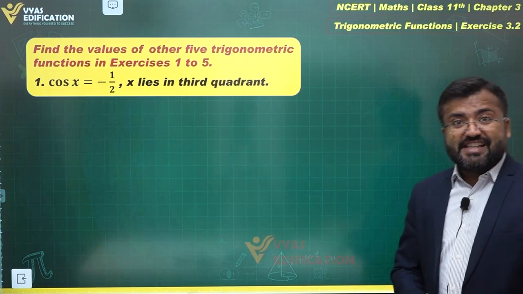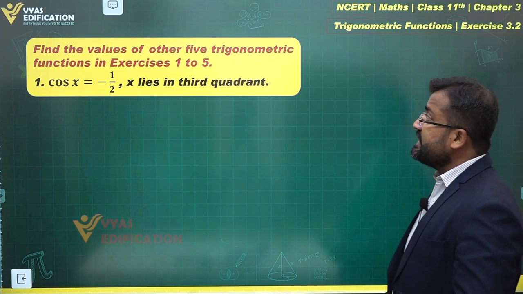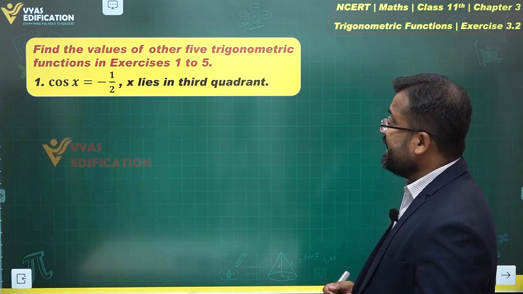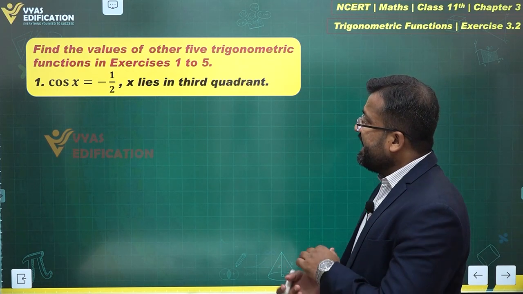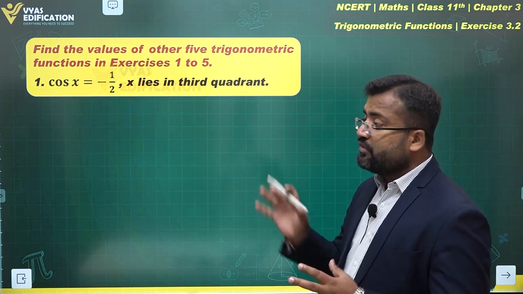What does the first question say? Let's take a look at this. Find the values of other 5 trigonometric functions in exercises 1 to 5. The first one says that cos x equals minus 1 by 2 and x lies in third quadrant. X lies in third quadrant, cos x equal to minus half.